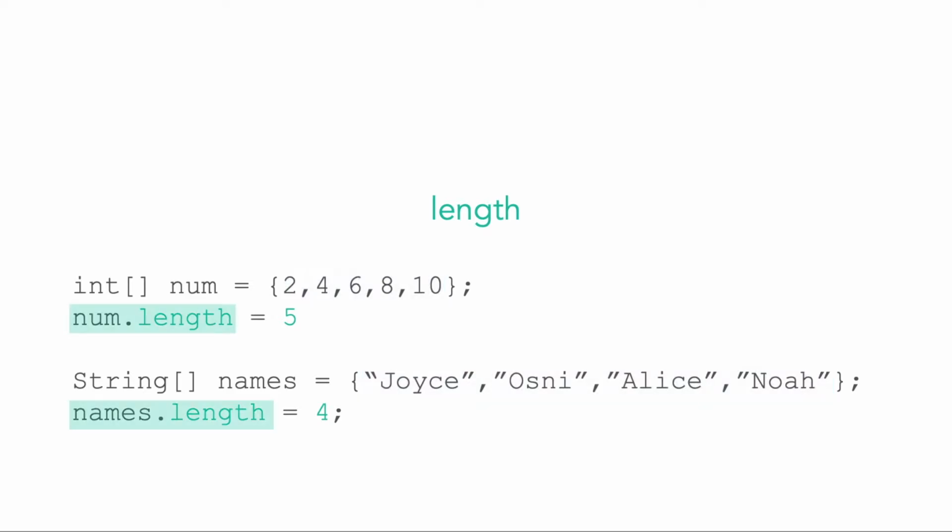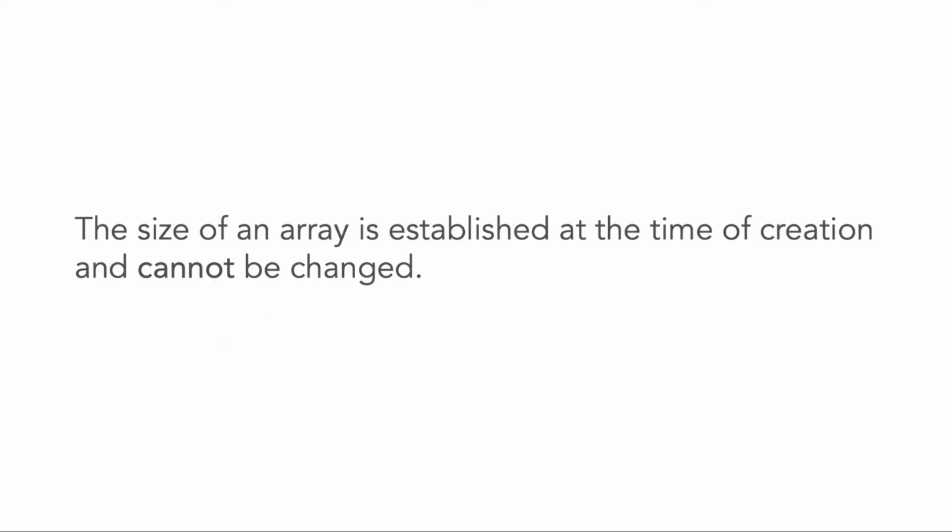Notice how to access the length of an array. You call the array .length. The size or length of an array is established at the time of creation and cannot be changed. Length is a public final data member of an array. Since length is public, we can access it in any class. Since length is final, we cannot change the array's length once it has been created.